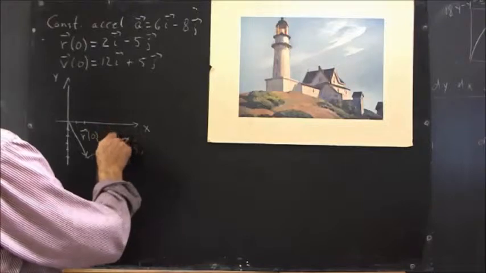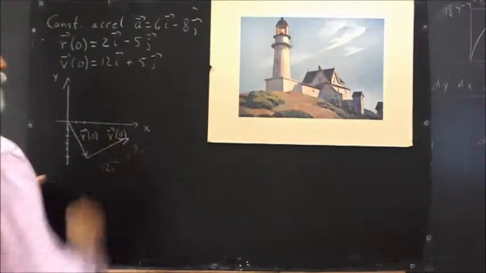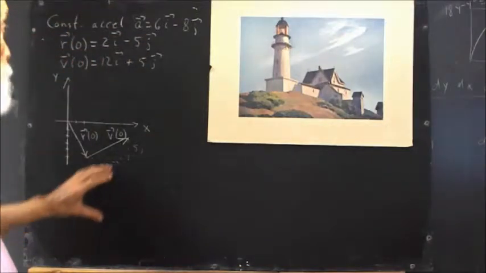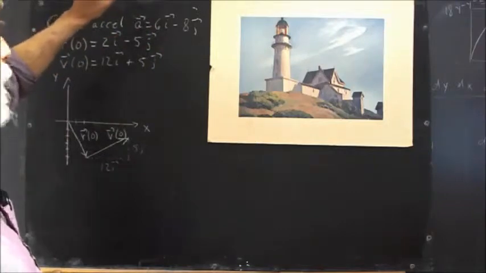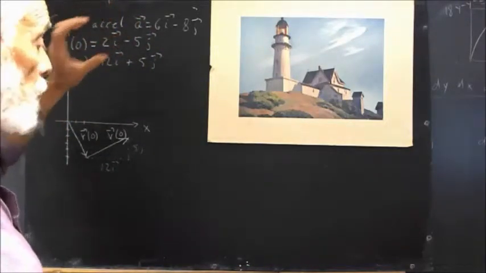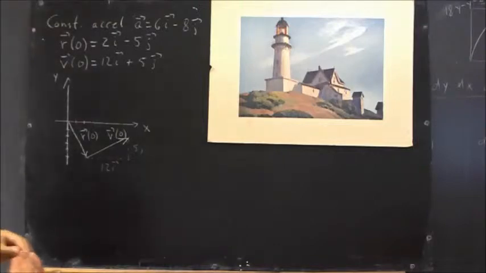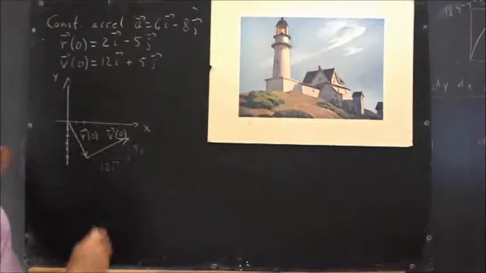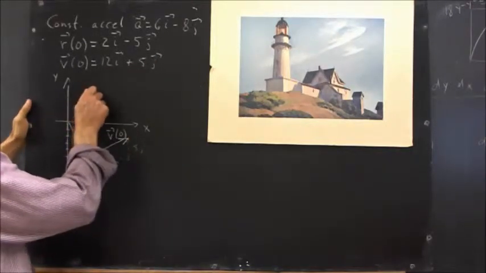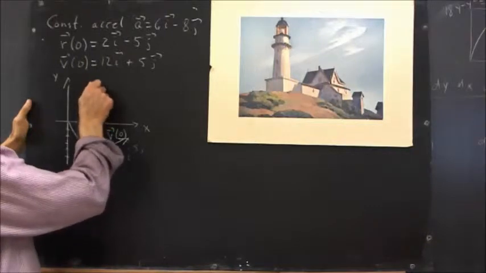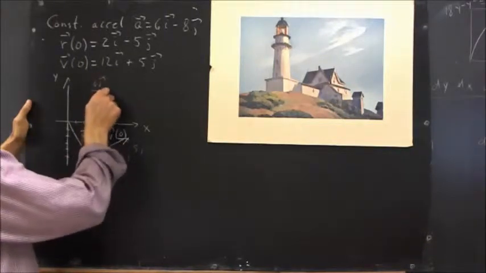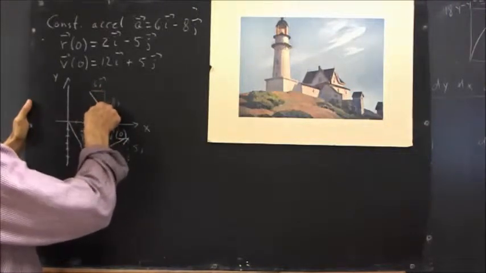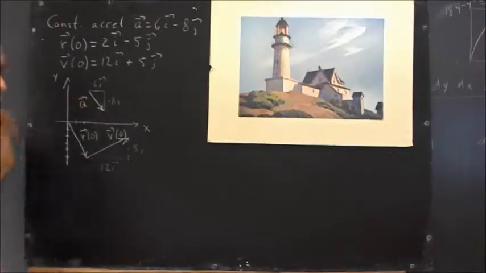So this is our vector v of 0. And we also have this acceleration vector, which again has different units than either of the other two. It's got units of length over time squared. And the acceleration is always the same. So let's just draw a vector indicating 6i minus 8j. Let's just draw it from right here, and then we'll draw a bunch of them. Let's say this is 6i in units of acceleration, and here's your negative 8j. So right here is an acceleration vector.